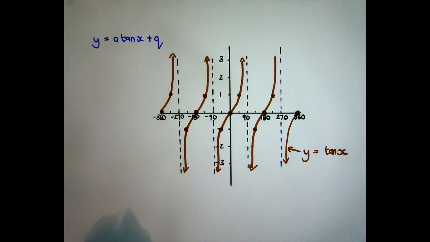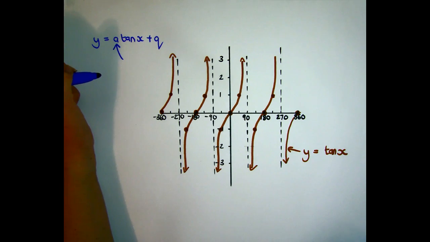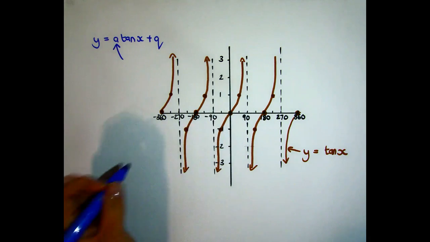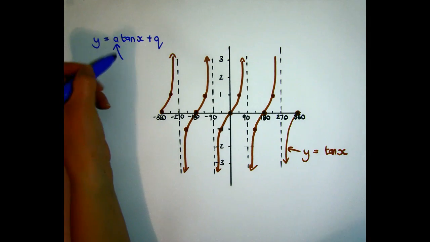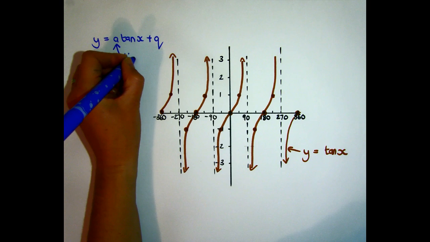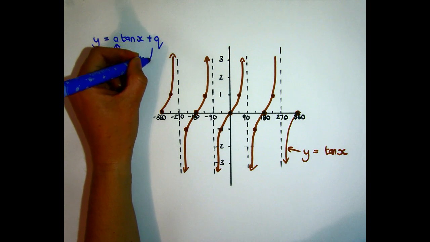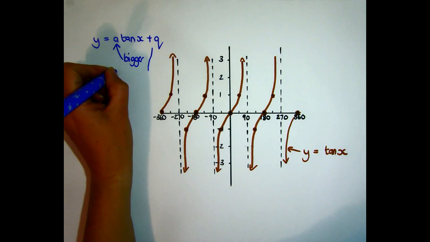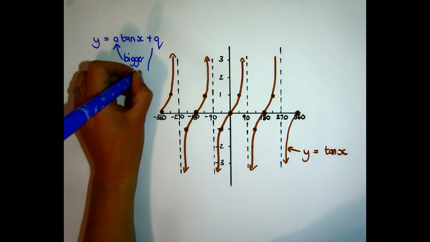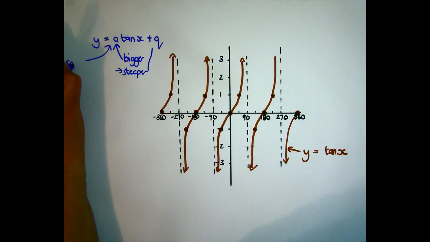So what happens if we make changes to the a value? In the formula it's the amplitude, but as I explained a moment ago, there isn't an amplitude for the tan graph. So what happens when we change there? Okay, so if this number gets bigger, then your graph just becomes a lot thinner, or steeper. Okay, so that's one way to look at it. And then if this one becomes smaller, then it starts flattening out a little bit. It becomes a lot flatter.